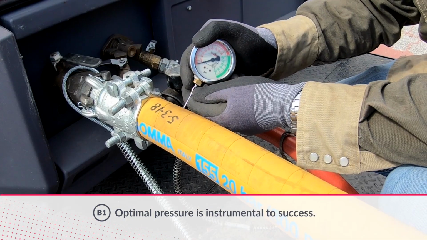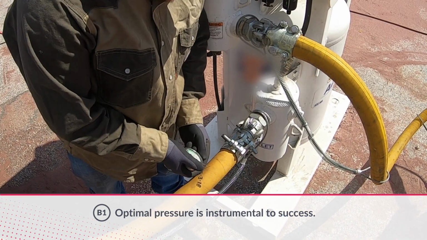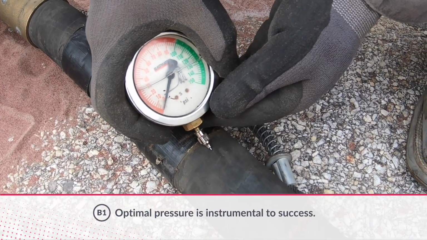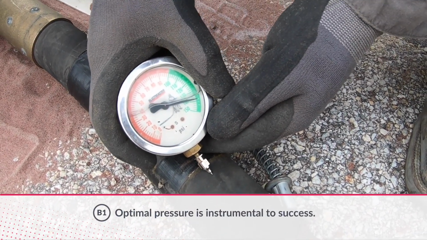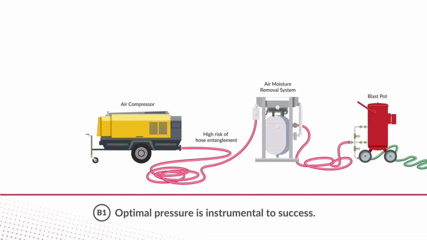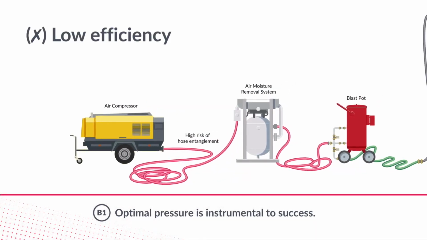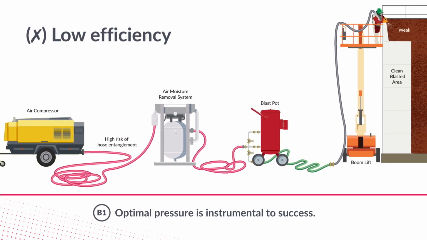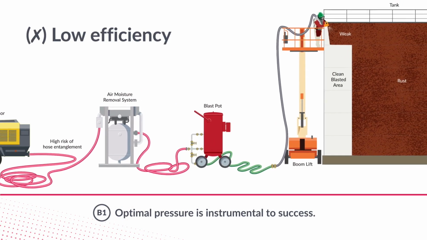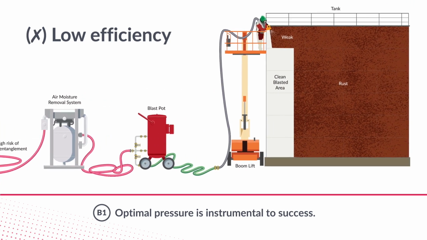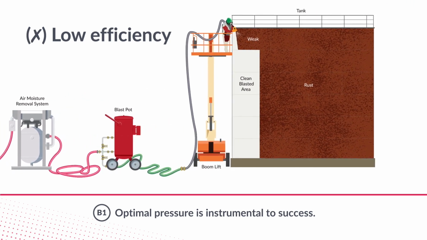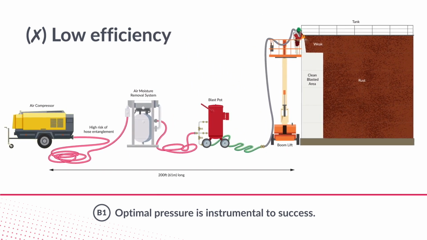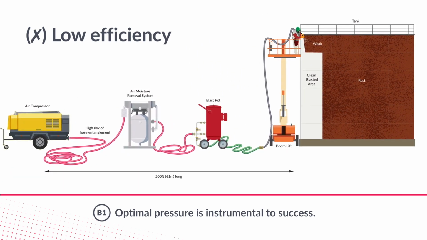Check the pressure out of the compressor, into the dryer, out of the dryer, into the pot and out of the pot with the needle gauge to ensure an optimal blasting operation. Pressure loss occurs for a variety of reasons, from an undersized compressor, having unnecessarily lengthy hose, improper sized hoses and worn nozzles. Pressure loss can also be caused by hoses rising vertically when blasting at heights, hose entanglement, leaks and poor hose condition and connections.